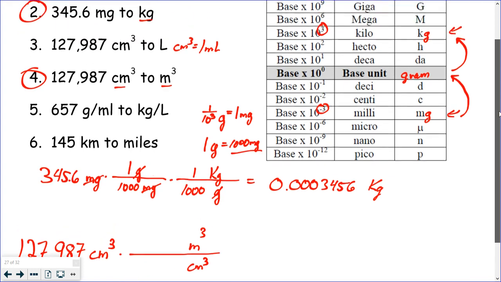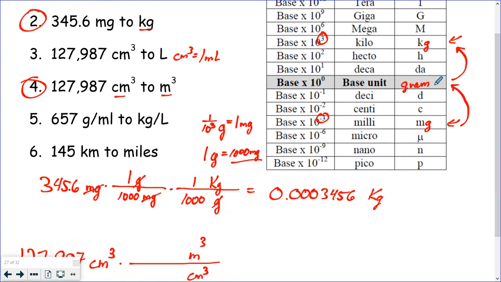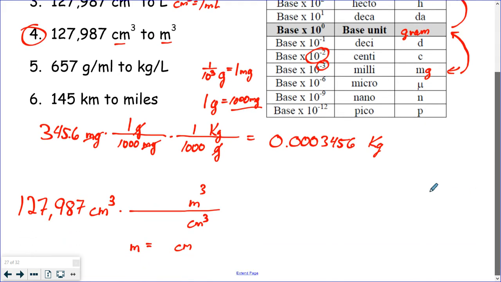I go to my chart. The base unit now is the meter. Centi's right here, and this is 10 to the negative second power. That's 1/100th of a meter equals 1 centimeter, which means 1 meter has 100 centimeters in it. So I'm going to write it like this.